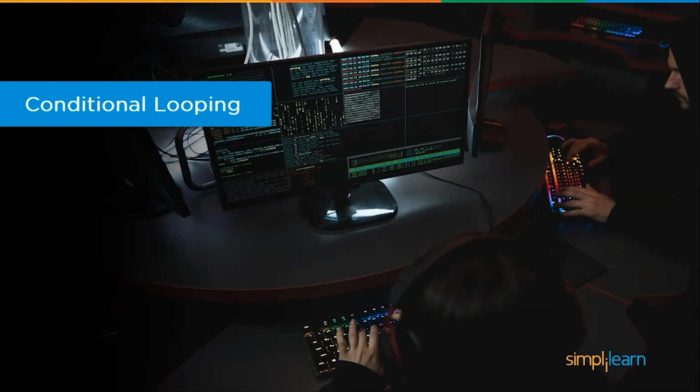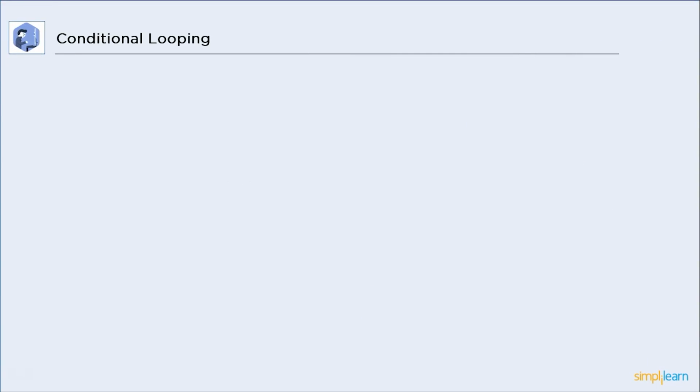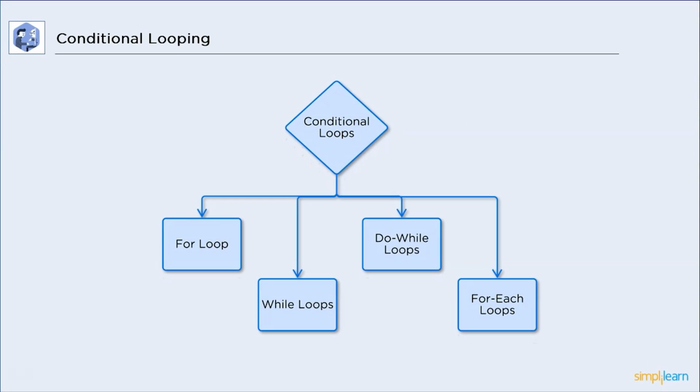Now we have successfully defined the conditional branching statements. Now let's discuss conditional looping. There are 4 methods to accommodate conditional looping. First up, for loop, while loop, do while loop, and for each loop. Let's discuss them in detail.